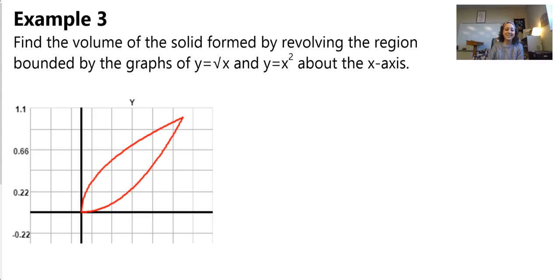Force a pause on the screen. Can you go ahead and copy my graph? Can you shade the region we're looking at? And then can you also draw a representative capital R and little r? Hit continue when you are ready to check your graph.